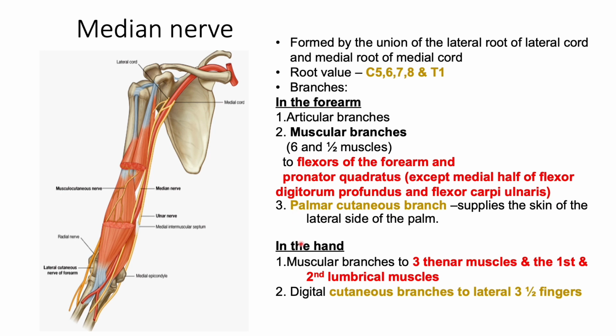Then moving on to the hand, it gives muscular branches to the thenar muscles. The thenar group of muscles includes flexor pollicis brevis, opponens pollicis, and abductor pollicis brevis. These 3 thenar muscles are supplied by the median nerve, along with the first and second lumbricals. Then it also gives a digital cutaneous branch to supply the lateral 3.5 fingers. So these are the main structures innervated by the median nerve: the cutaneous branches, muscular branches, and articular branches.